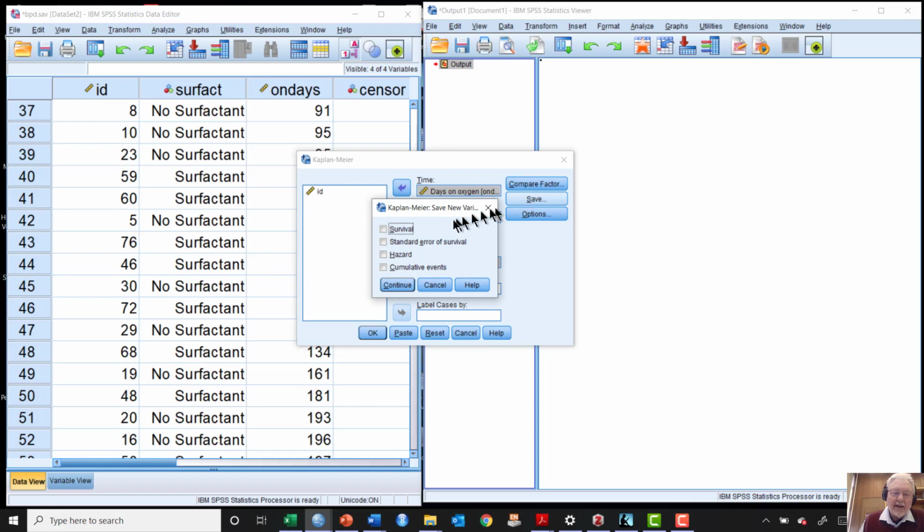We can save the survival or the hazard ratios. A hazard ratio is the probability of surviving at a particular point. Let's go ahead and click on both survival and hazard so we can take a look at that.